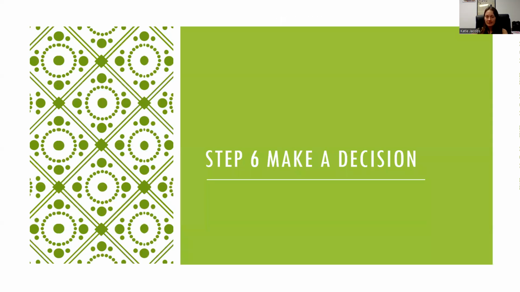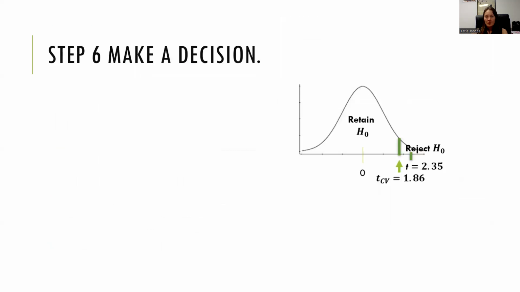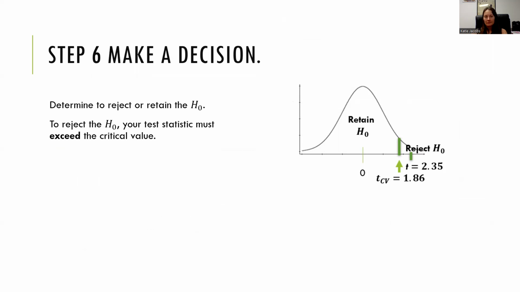Okay, so step 6 then is making a decision. When we do this, the very first thing I'm going to have you do every time is draw this normal curve out and label it. So in this step, either we reject or retain our null hypothesis. To reject our null hypothesis, the test statistic must exceed the critical value.